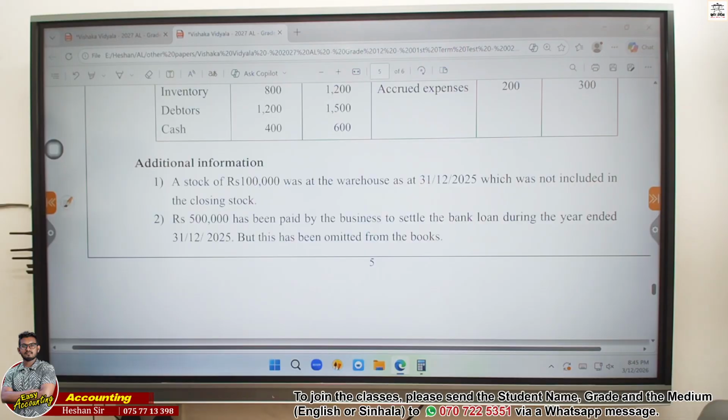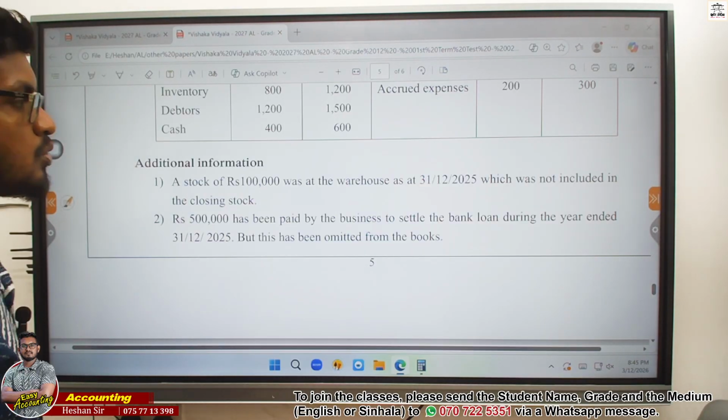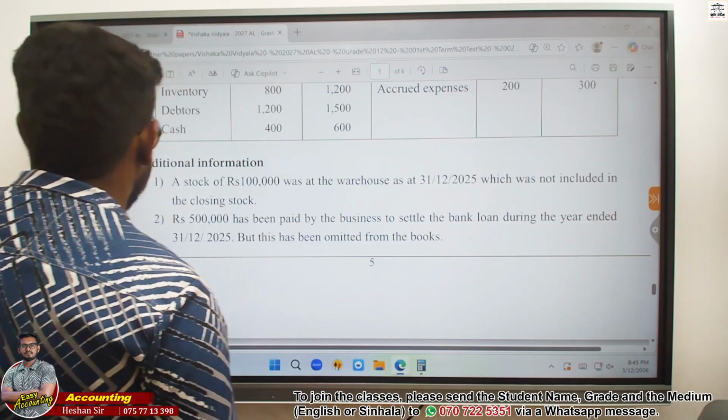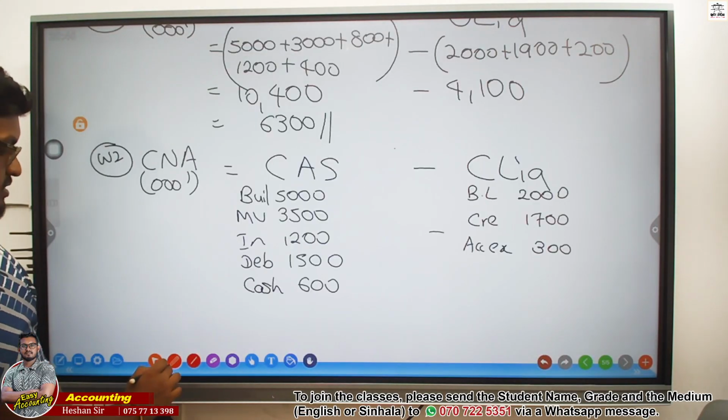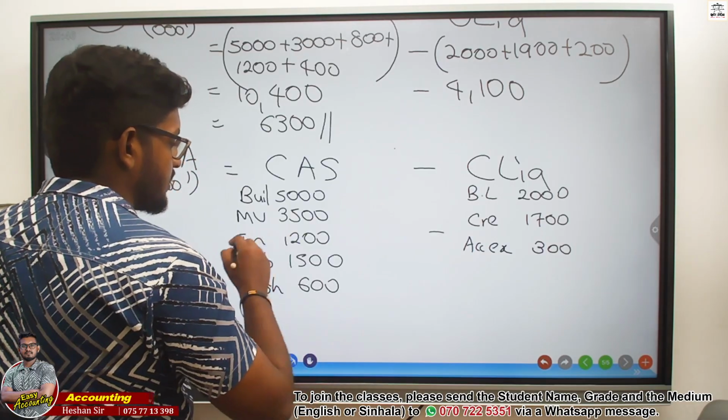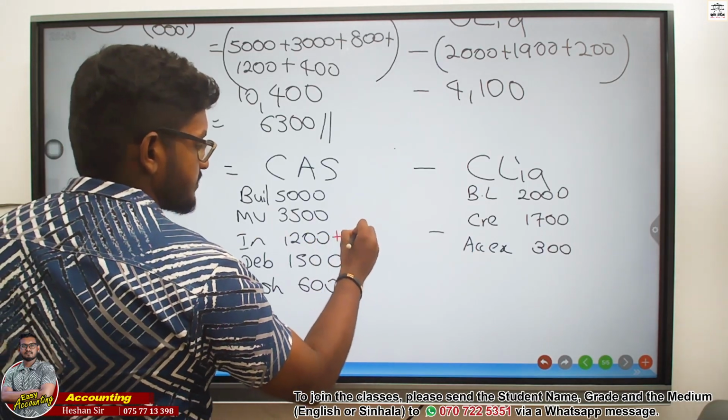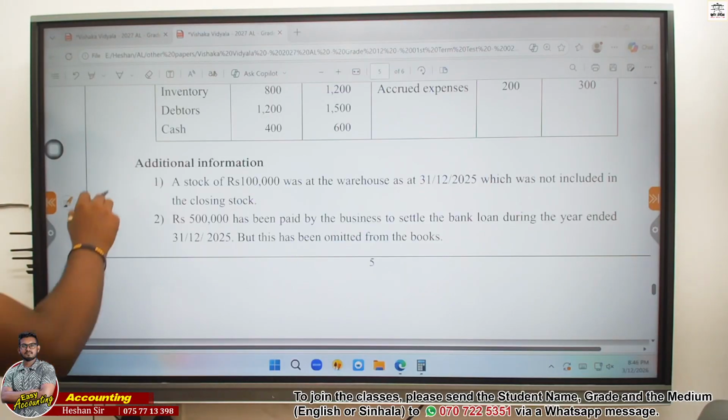Okay, let's see. A stock of 100 which was at the warehouse as at 31st December 2025 was not included in the closing stock, which means closing stock should be increased by 100. Hope it's clear to you. First adjustment done.